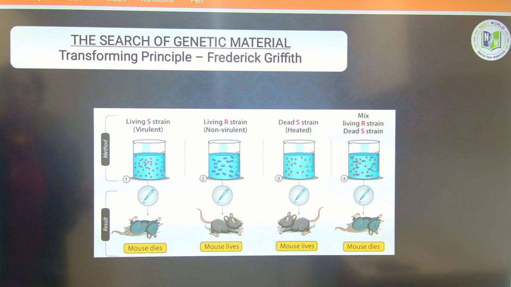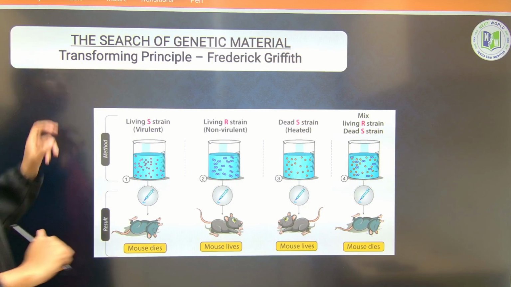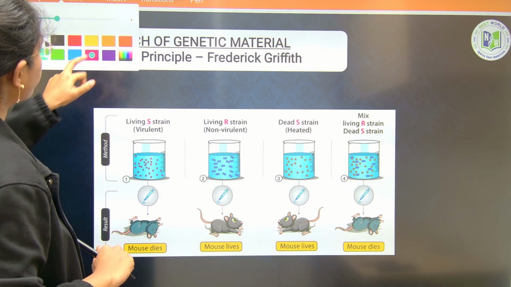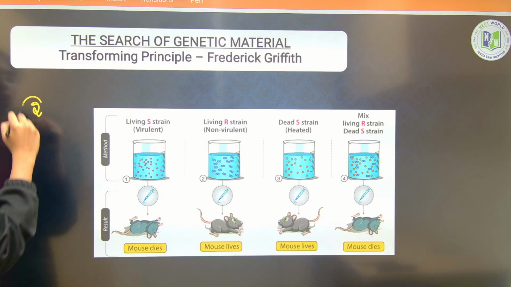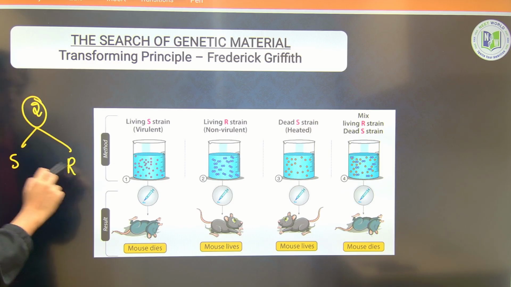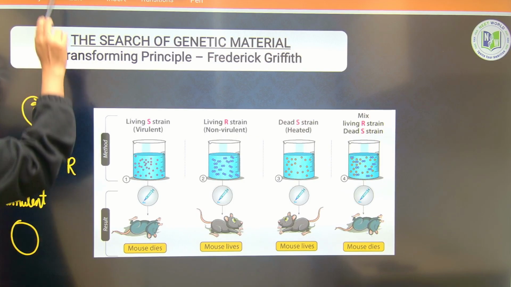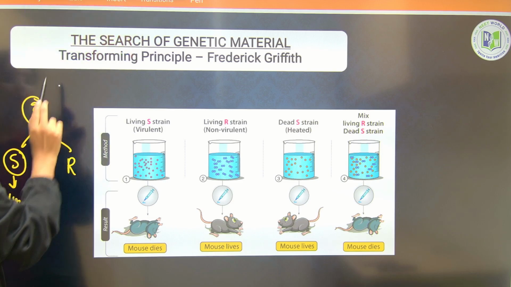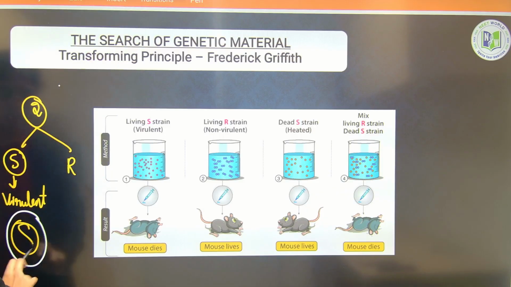And then the search for genetic material. Here we have the transforming principle, which is given by Frederick Griffith. In this experiment he has chosen the model organism Streptococcus pneumonia. There are 2 strains of this bacteria, one is S strain and the other is R strain. S strain is known as the virulent strain because the bacteria is coated by a shiny wall layer outside it.